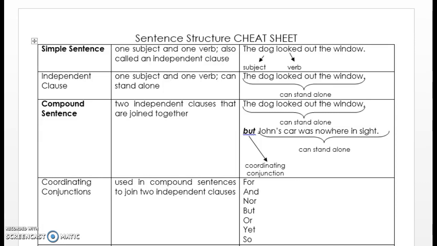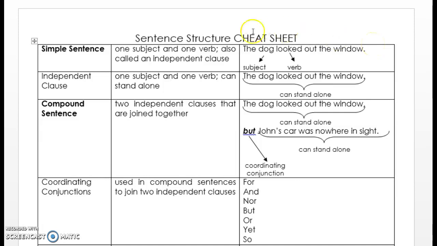So the first thing that we need to define is a simple sentence, right? That just means it's a sentence with one subject, one verb. It's also called an independent clause. So anytime you hear the word independent clause or simple sentence, know that they mean the exact same thing. We're going to use the term independent clause later, but I'm going to remind you that it's just basically a simple sentence.